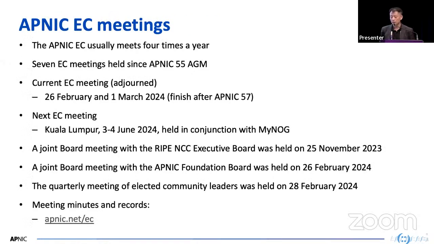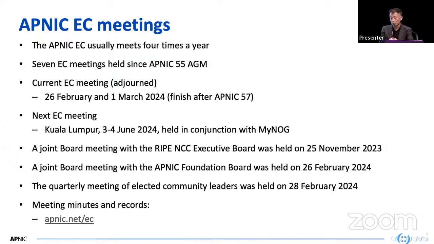For the APNIC EC meeting, the EC usually meets 4 times per year. We have held 7 EC meetings since the APNIC 55 AGM. The current EC meeting already finished on the 26th of February and 1st of March 2024. The next EC meeting will be in Kuala Lumpur on the 3rd and 4th of June, held in conjunction with the APNIC.